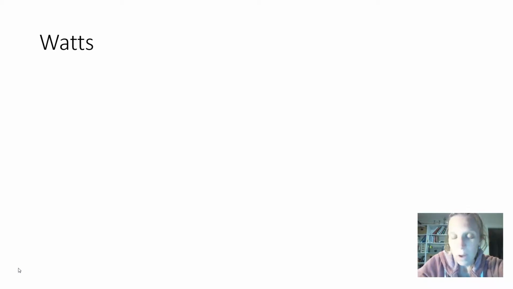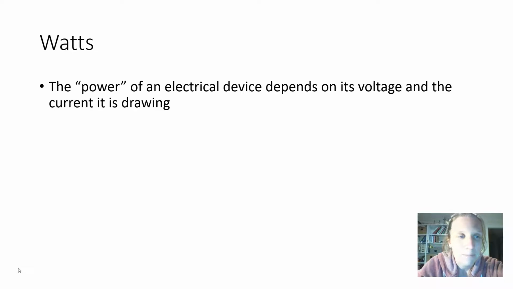We can also, and must also, talk about electrical watts whenever we're talking about efficiency. The power of an electrical device depends on its voltage, but also on the current that it's drawing. So if you think about that, if you increase the voltage, if you increase the energy of the electrons, the circuit will have more power. It will be a more powerful circuit.